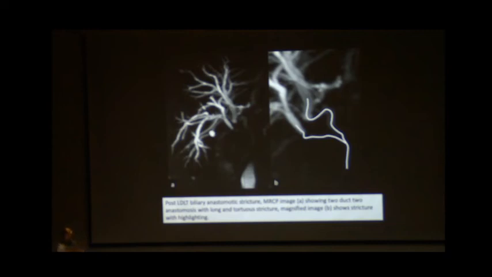Similarly, this is another case in which two duct anastomosis has been done. This was the cystic duct which was anastomosed, and this is the CBD which was anastomosed with the other duct. This is a very difficult anatomy. Again, this came from an outside center, and two ERCPs were attempted at two different centers which failed. After that, we did a PTBD for this patient.